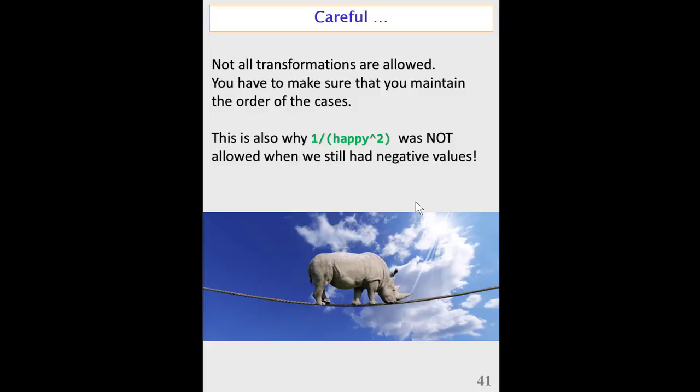So this is also why it's very often a good idea either to stick to only the transformations that do not do this, or, which is normally easier, simply to make sure that all the values that you have in your data are positive by adding a number.